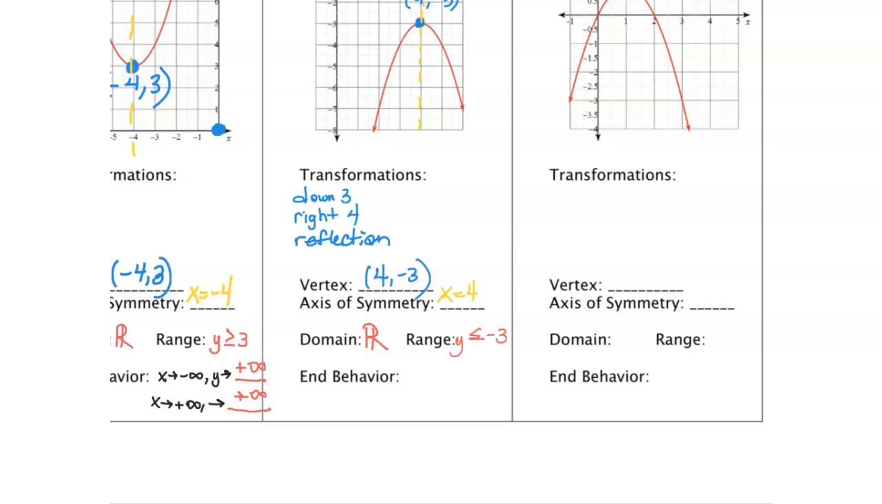In end behavior, remember there's 2 statements. As x goes towards negative infinity, y is going towards fill in the blank. And as x goes towards positive infinity, y is going towards, and again, fill in the blank. So as x's are going towards the left, our graph is going down. So we are going to negative infinity. As we are going towards the right, our graph is going down. So we are once again going down towards negative infinity.